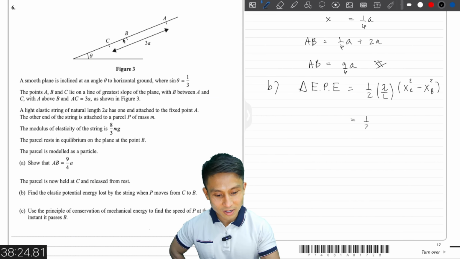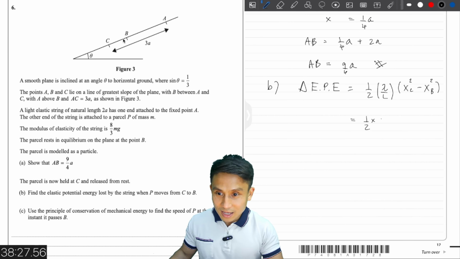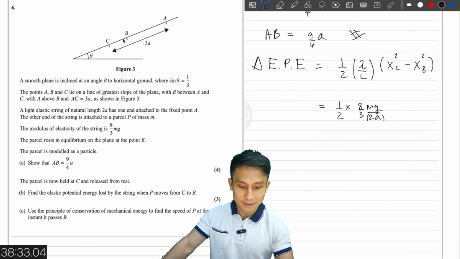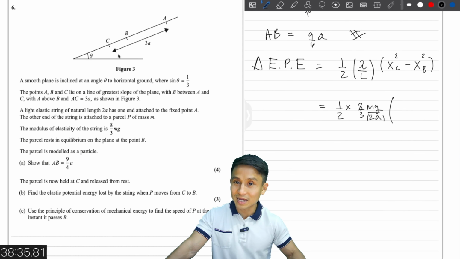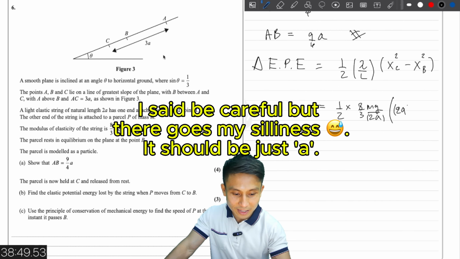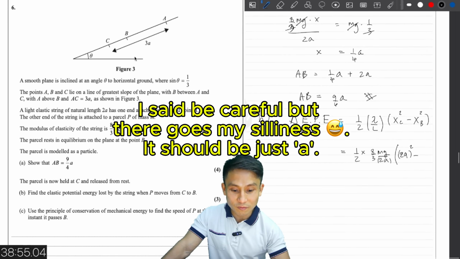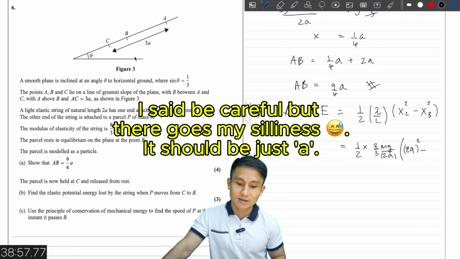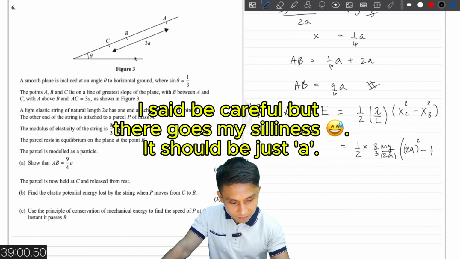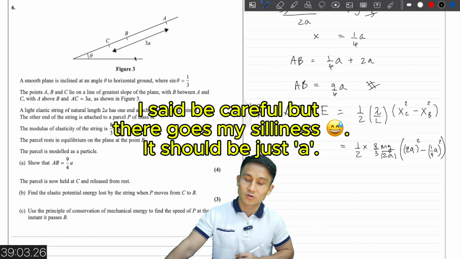So it's basically 1/2 times lambda, which is again 8 over 3 mg, over L, which is 2A. Just put brackets there. And this will be XC squared minus XB squared. So XC, the extension at C, be careful, must be 1A, because it's 3A minus 2A. That would be the extension at C. And the extension at B we already found. It was 1 over 4A, this guy. So we just have to square that and do the subtraction there.